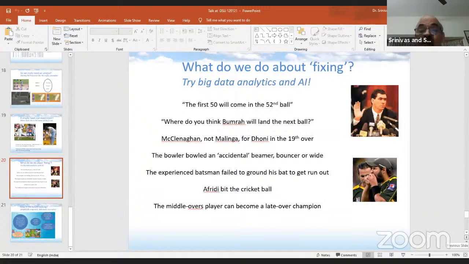Somebody says that you accidentally bowl one. You pretend that the ball slipped from your hand, but there was a bet that it was going to be a beamer. Okay, so a little bit of that. How are we going to fix it?